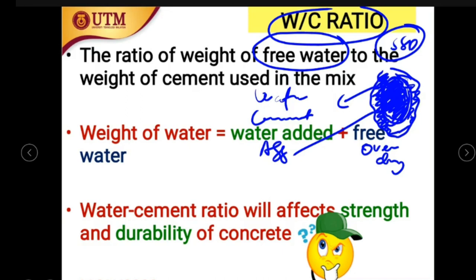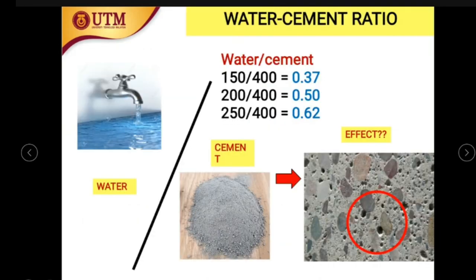So that is free water. Okay, so water cement ratio will affect the strength and durability of the concrete. According to past research, when we reduce our water cement ratio, you will get higher strength, and of course you will get better durability of the concrete, right?